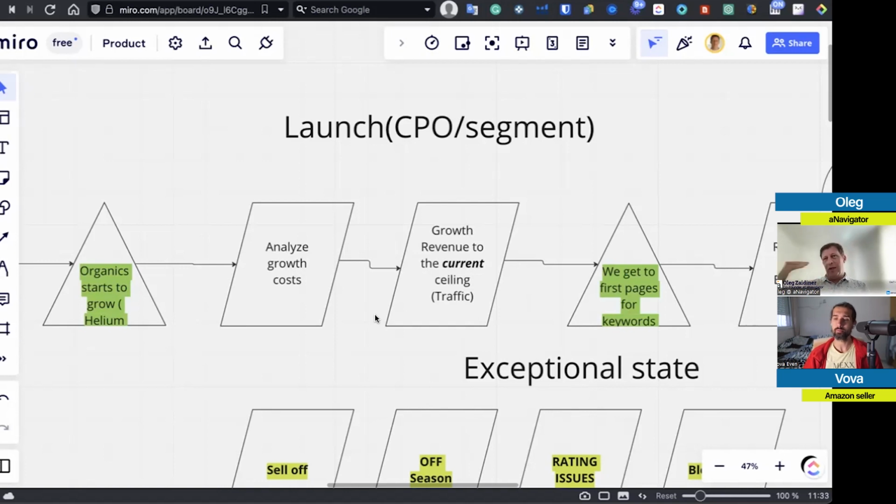Maybe you cannot do it 10 times more, but this is why it's good to start from the small ones. So you start getting more organic, so your overall cost per order, total organic PPC in general, is less. This is a separate discussion. We had it in the previous video, I believe.